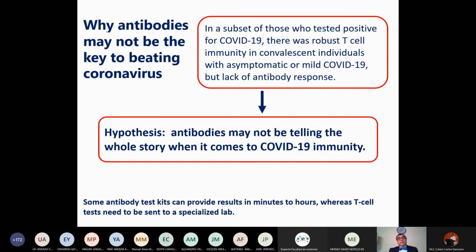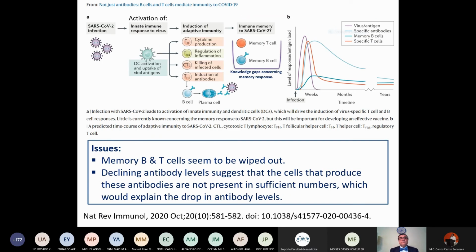So they saw a lack of antibody response, and they concluded that perhaps antibodies may not be telling the whole story when it comes to immunity. Well, that is a sort of general hypothesis. We really need to break it down and find out what really happened to specific subsets of the immune system.